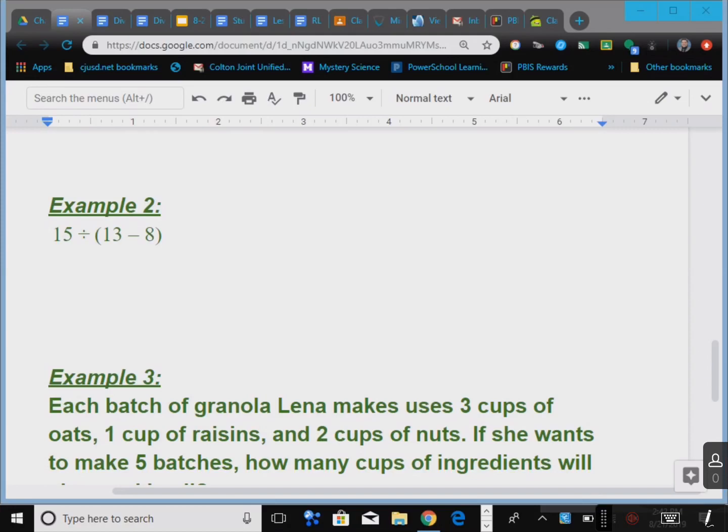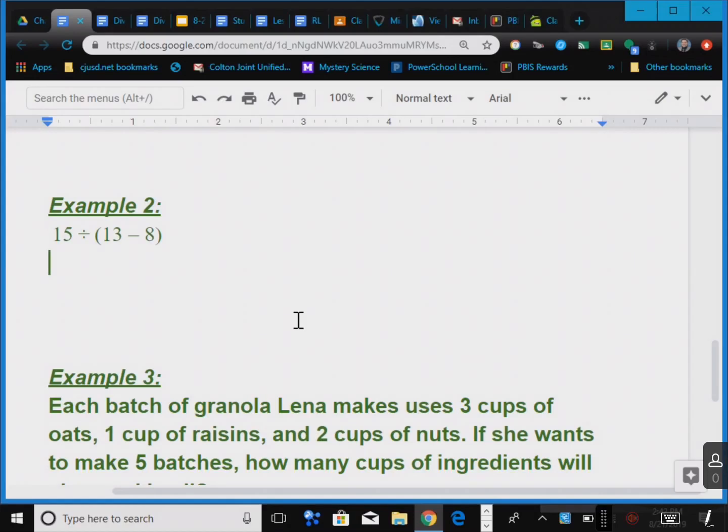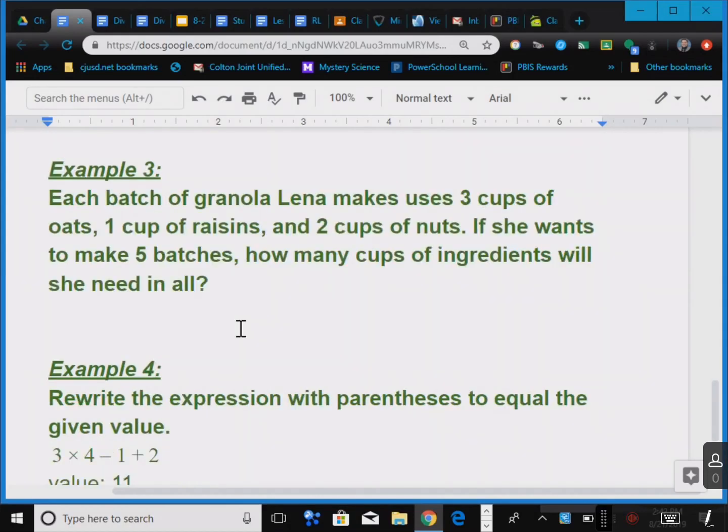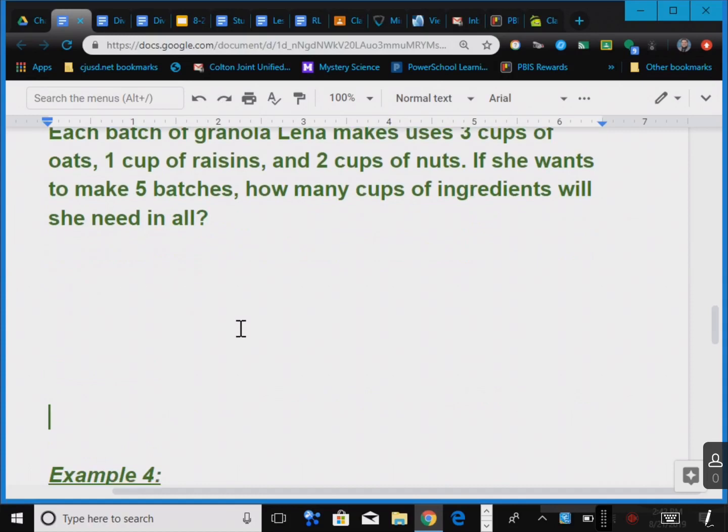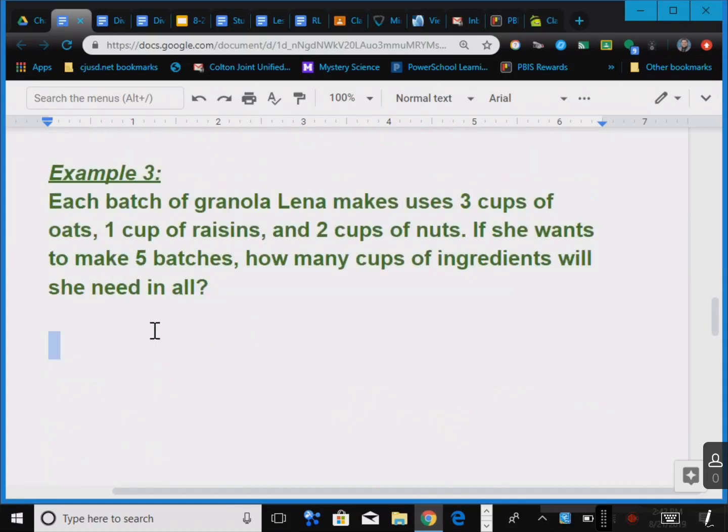All right, let's get to the word problem. This is going to be a little bit of lesson 10 combined with lesson 11, okay? So you'll see what I mean. Let's go ahead and get to it.